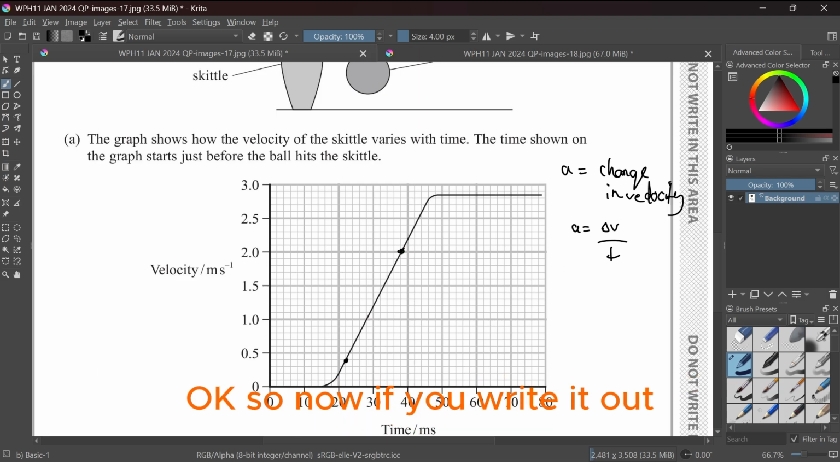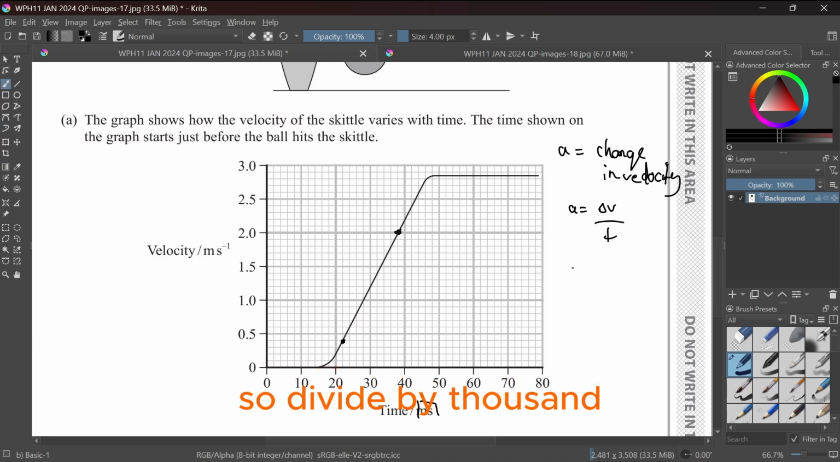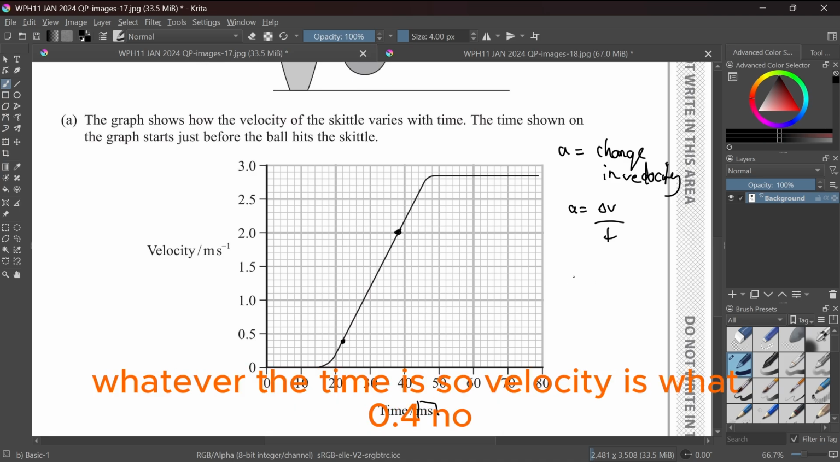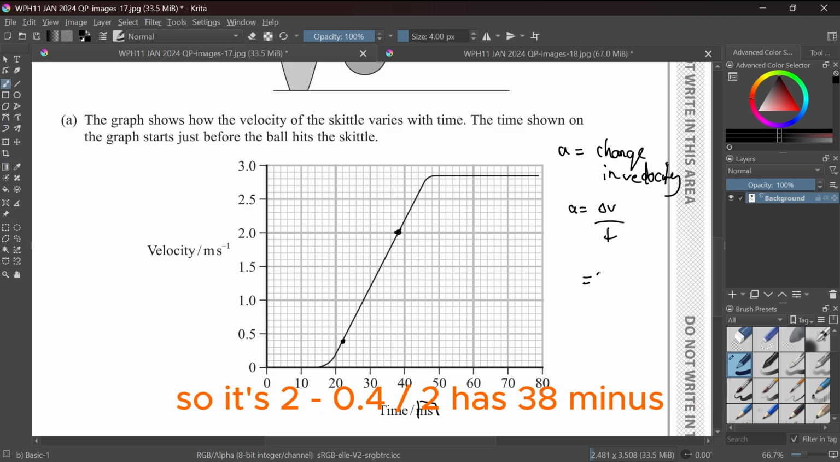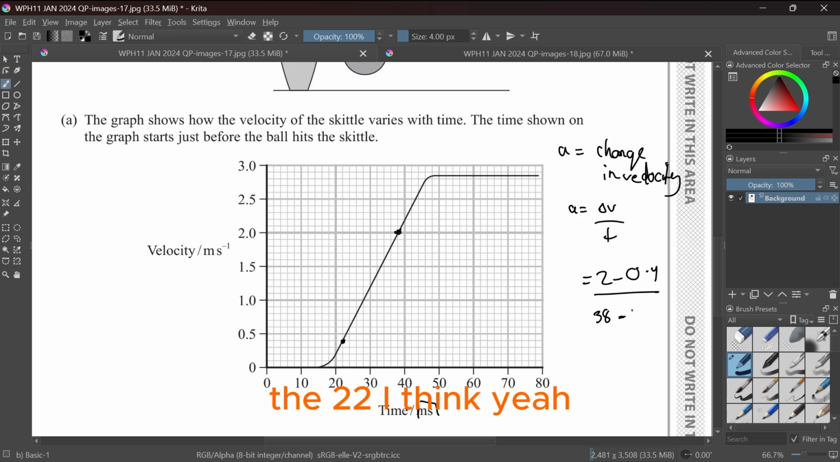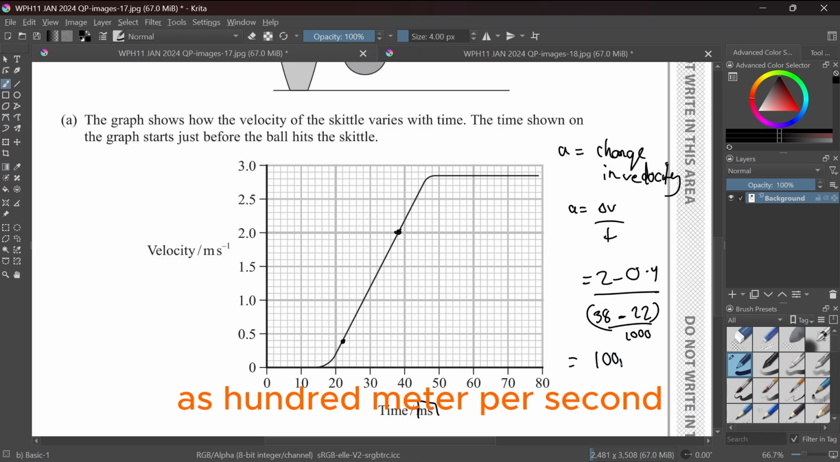Okay. So now if you write it out, remember the time is in milliseconds, so divide by 1,000, whatever the time is. So velocity is, no, sorry, wait, from highest to lowest. So it's 2 minus 0.4 divided by 2.38 minus the 2.22, and I think that's divided by 1,000 as well. Okay, the whole time, and then you will get your answer as 100 meters per second.